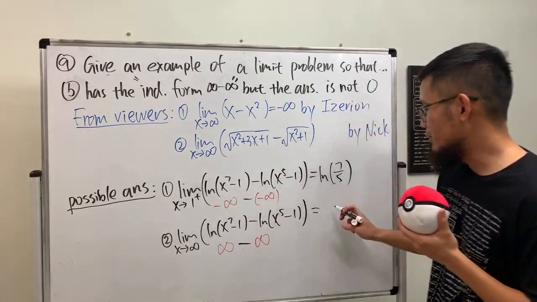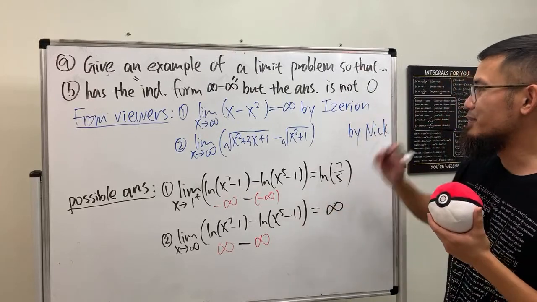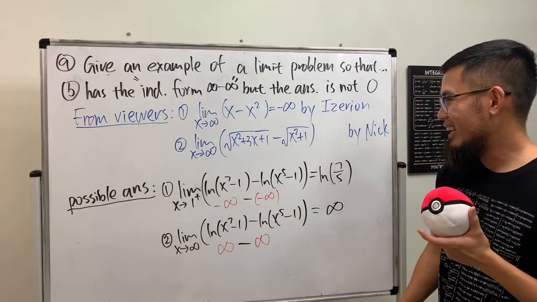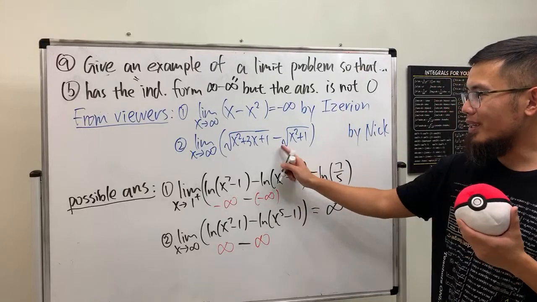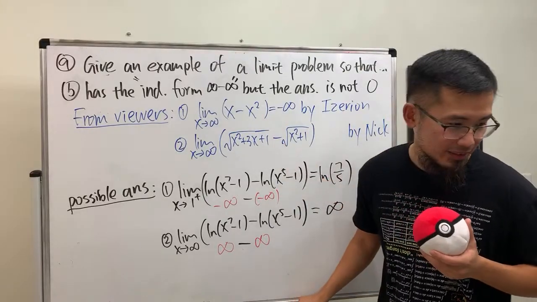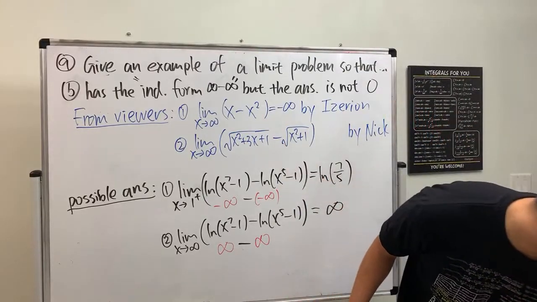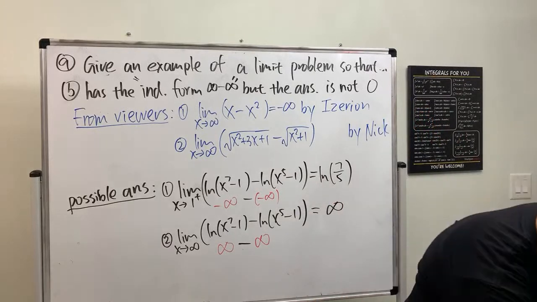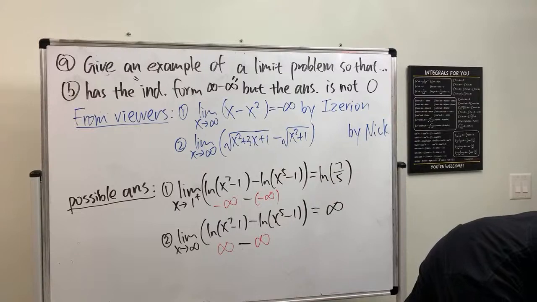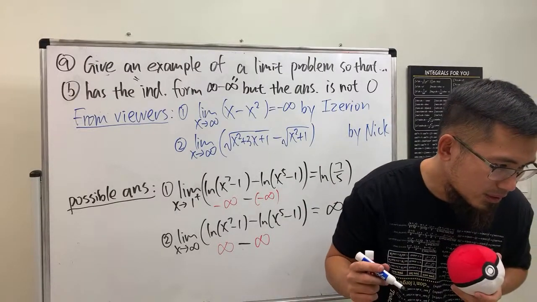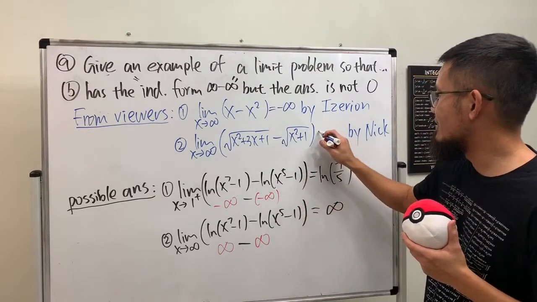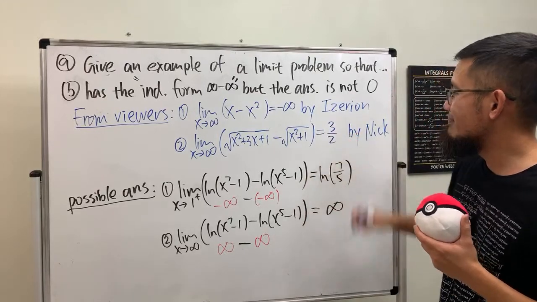This right here gives you infinity, which is not 0. Yeah. And how about this one? Do you guys have the answer for that? Muhammad says 3/2, and I believe that is correct. And then Nog also says 3/2. So yes, this right here is 3/2.